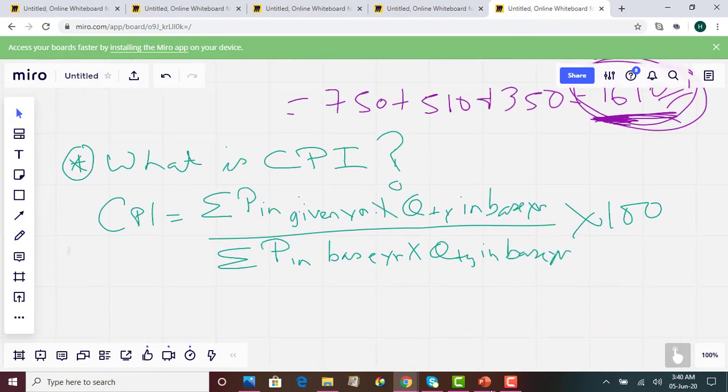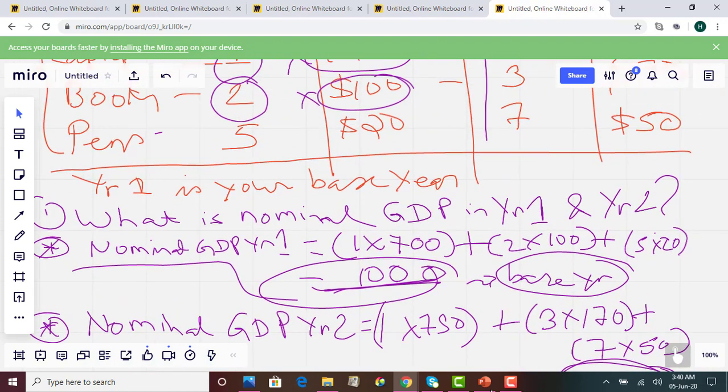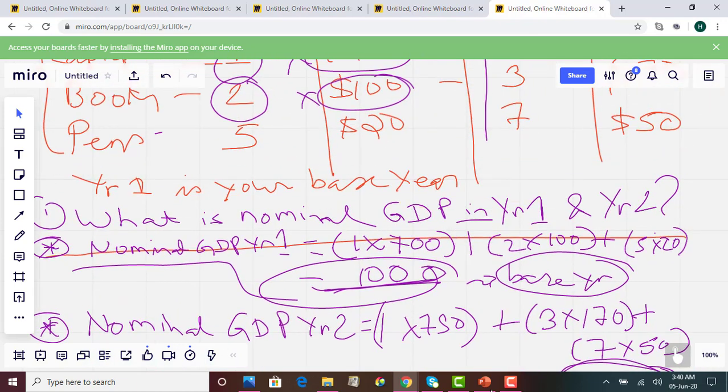What we are going to do is first calculate the numerator, then calculate the denominator, and then put those numbers together. In that way it is much easier to calculate. So let's first look at the numerator part, where we look at price in given year times quantity in base year. If you scroll up, you will see the price for laptop in the given year, which in this case is year 2.